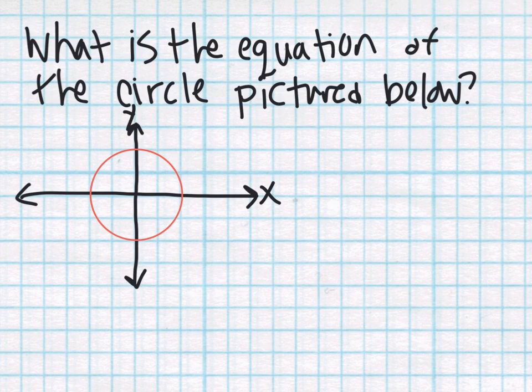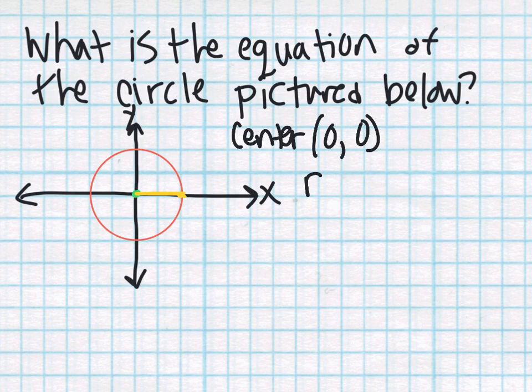Now let's take a look. What is the center of the circle? The center is right here. So the coordinates for the center are (0, 0). And what is the radius? The radius goes from the edge of the circle to the center. This radius is 2, because I can see it's 2 units. I can check any direction. 2 units, 2 units, 2 units. So my radius is 2.